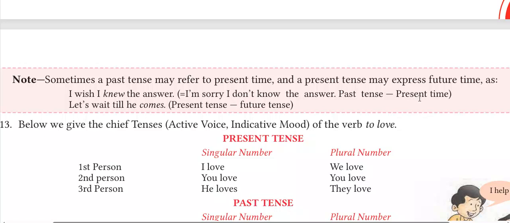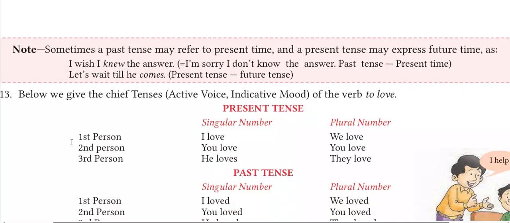Past tense is equal to present time. "Let's wait till he comes." So it means present time but future tense as well. So they are sometimes interchangeable as well. So let's go and see how they are further explained.